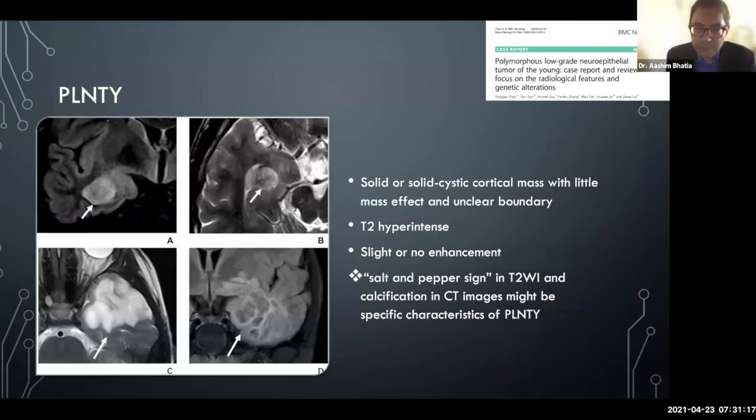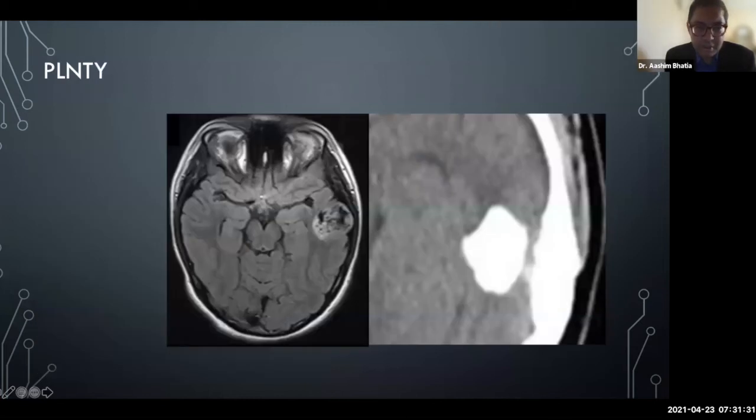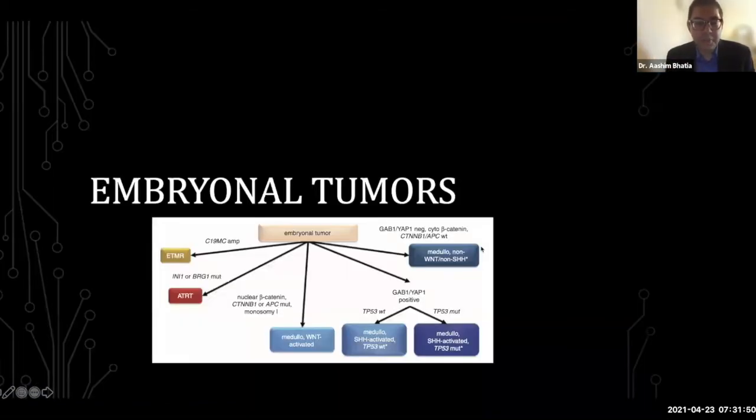But they're going to have the salt and pepper sign. So on the T2, in this case, you kind of see these peppered or hypointense regions within the tumor. And there's another example here that's actually a little better. This kind of salt and pepper appearance, this is on the FLAIR, you get this dotted appearance within the tumor. And when you have dense calcification within it, think of a PLNTY tumor. So salt and pepper sign, dense calcifications, seizure related. This is most likely going to be your imaging clues.